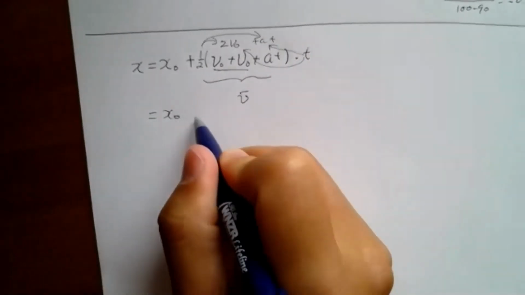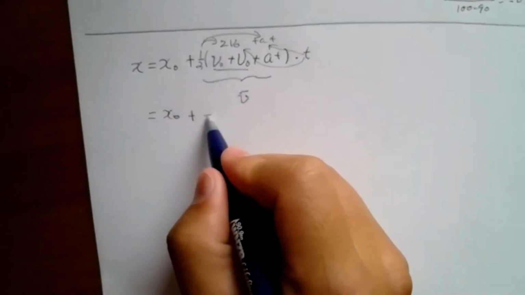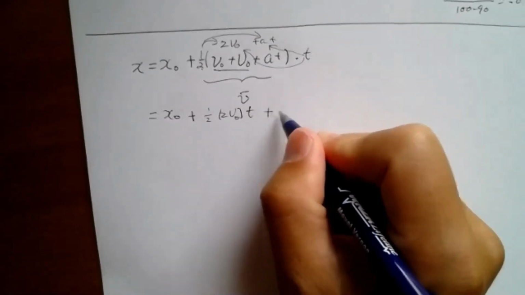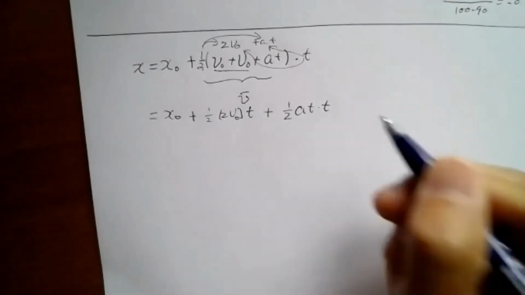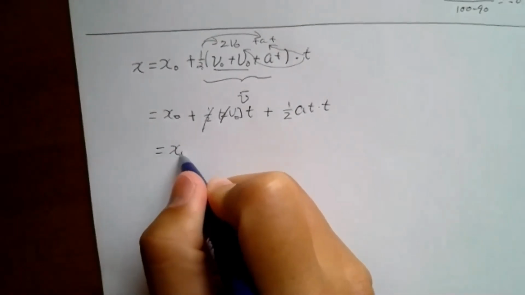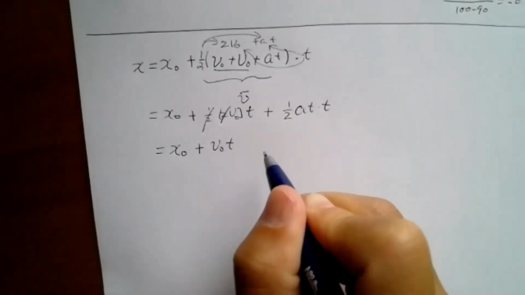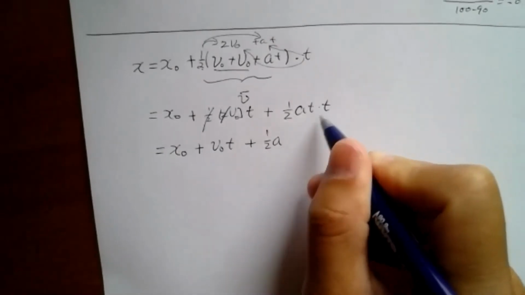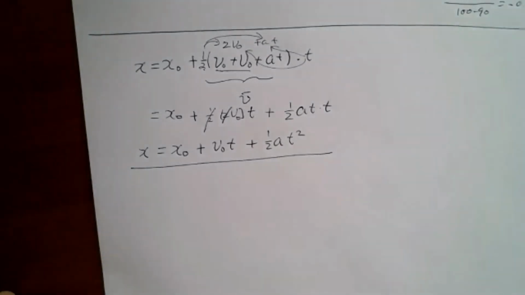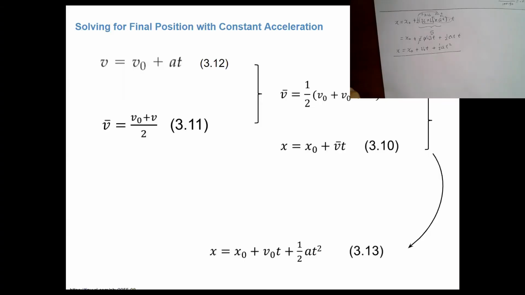So the first term here, you just copy it down, plus 1/2 times v0, and then times t, plus 1/2 again, at times t. All right, so the 1/2 and 2 will cancel out. Then this is going to be equal to x naught plus v naught times t plus 1/2 a t squared. So this is your x. This is equation 3.13 in the PowerPoint slide.